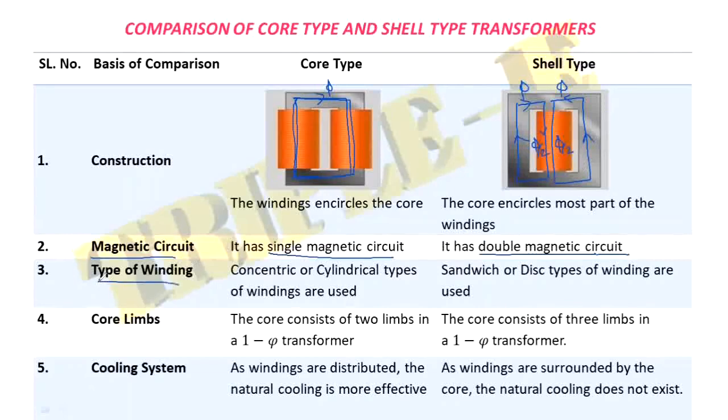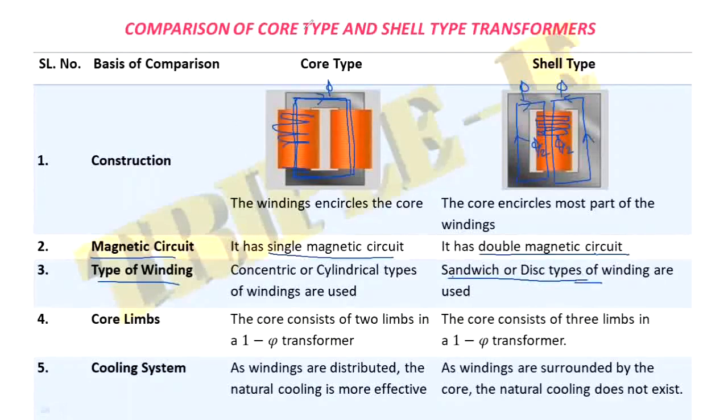Coming to the type of winding. The core type transformers use concentric or cylindrical type of winding. So they are of cylindrical nature. Whereas in case of shell type, we use sandwiched or disc type of winding. So here the windings which are used are sandwiched with each other. So they form a sandwich type of structure. That is why they are known as sandwich or disc type of windings.